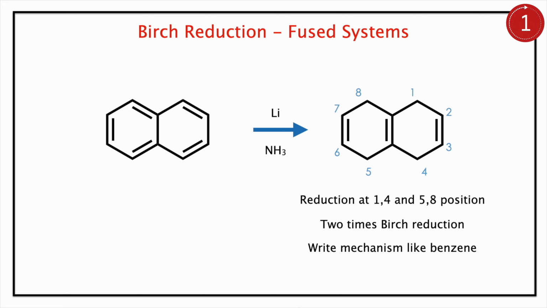So the reduction happens at the 1,4 and 5,8 positions. If you look at it, you can clearly see two-time Birch reduction happen. The mechanism is like the benzene reduction case.